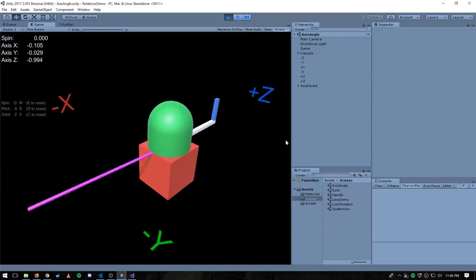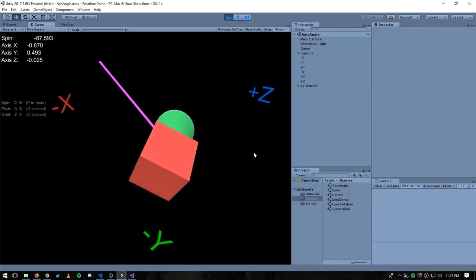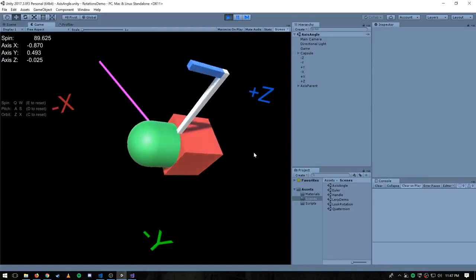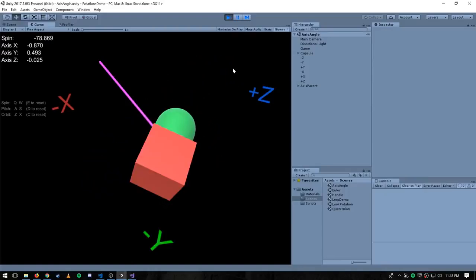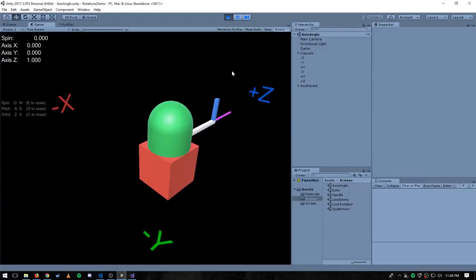So here in this demo, we have controls to pitch our axis up and down and to orbit it around our object. Notice though, it's always going through the origin, which here is at the center of our object. And having defined our axis, we can spin around it, which I can do with my controls Q and W now. So having defined my axis, I then apply some amount of spin around that axis.